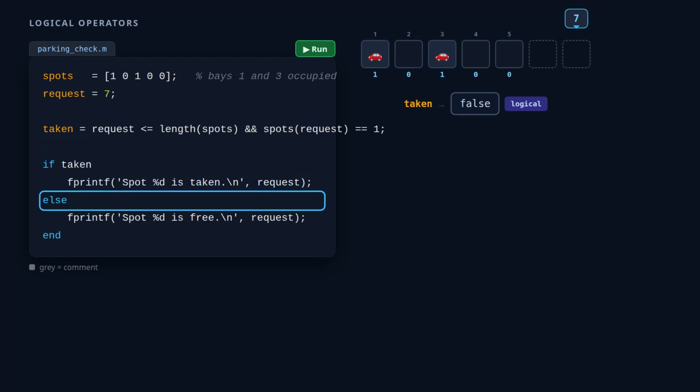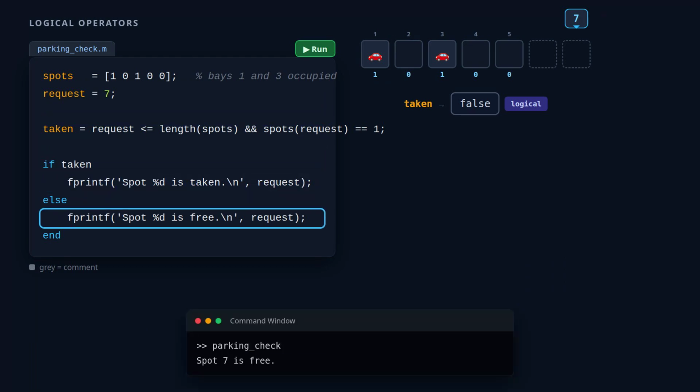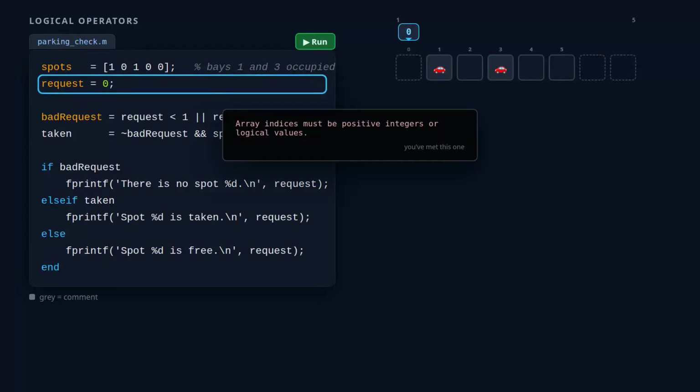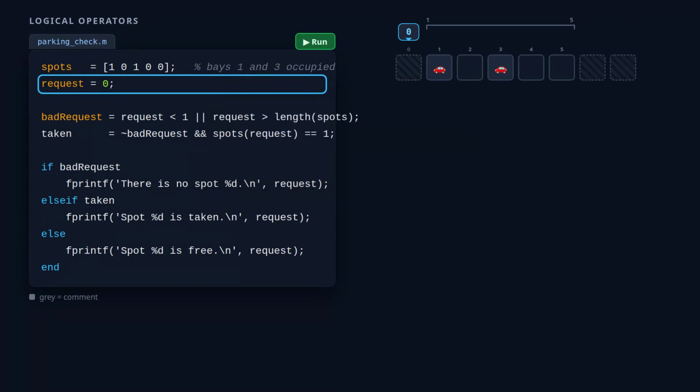But read what it printed. Spot 7 is free. There is no spot 7. And what about spot 0? You've met that error. Array indices must be positive integers or logical values. So a real guard needs a floor as well as a ceiling.